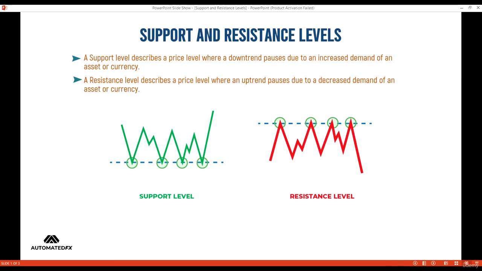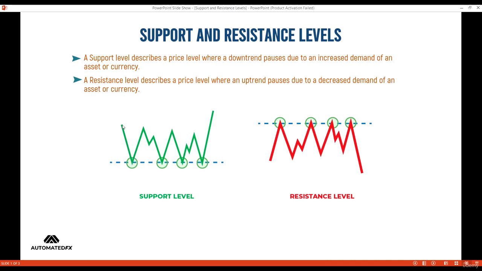So let's say we have EUR/USD. This is a chart of EUR/USD, and we are selling EUR/USD. It means we are buying dollar and selling euro. So it's coming low, and then it hits this point and then starts going up.